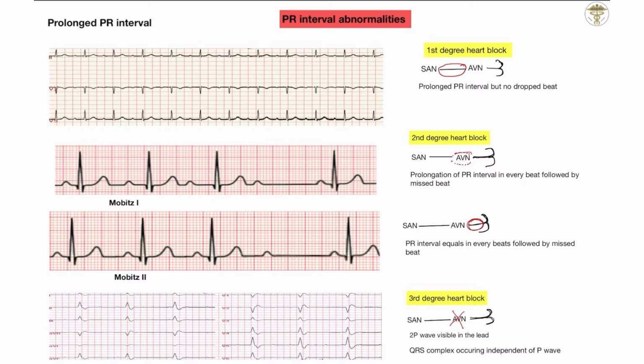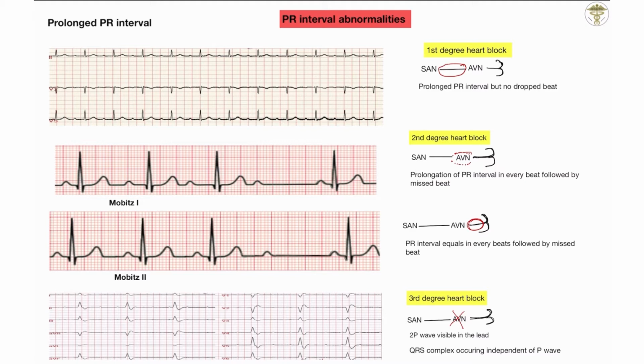First is the first degree heart block. In these cases, abnormalities occur in the connection between the SA node and AV node. There is no problem in the SA node or the AV node. The problem occurs in the connection between the SA node and the AV node, not in the nodes themselves, and no problem occurs in the bundle of His.